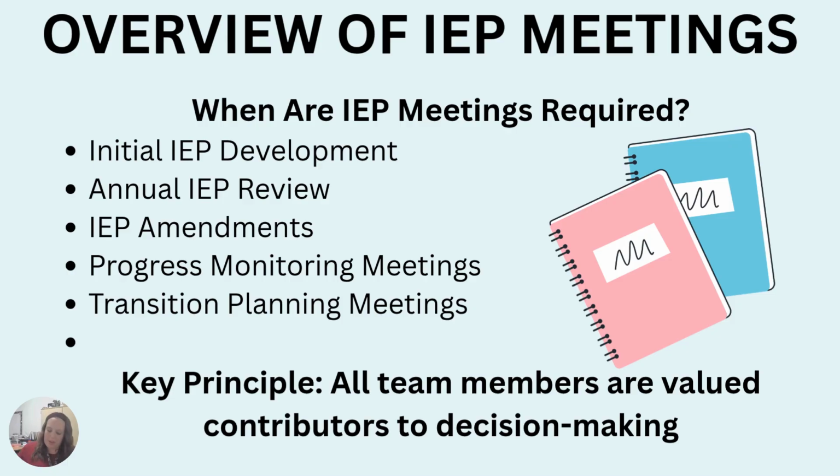IEP meetings are required in specific situations throughout a student's special education journey. An initial IEP meeting is held when a student is first found eligible for special education services. Annual IEP meetings occur once per school year to review progress and update goals. Amendments occur when changes need to be made to a student's IEP outside of the annual review. Additionally, progress monitoring meetings and transition planning meetings may be scheduled as needed.